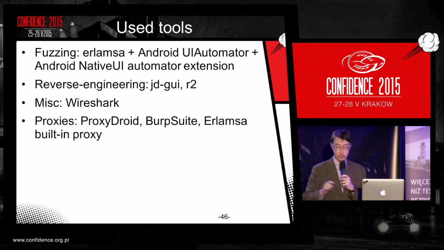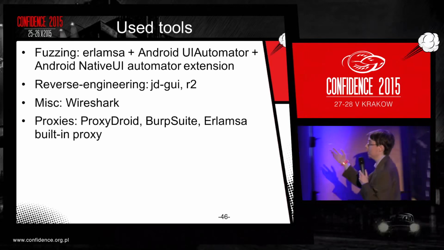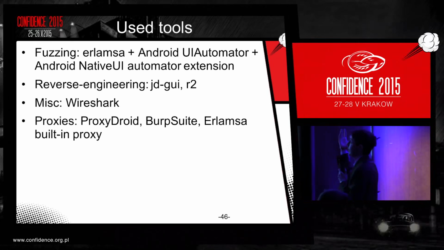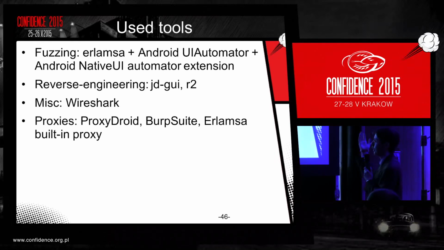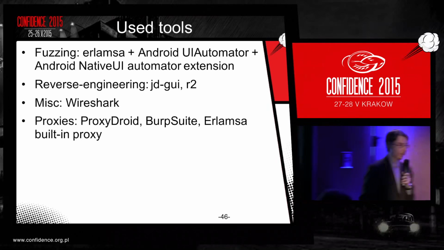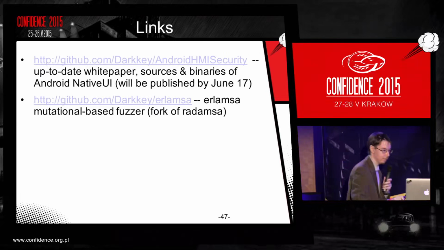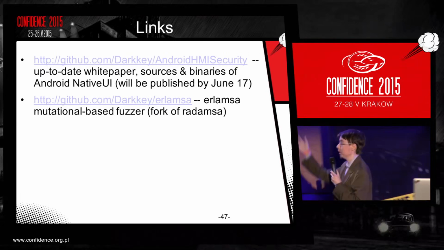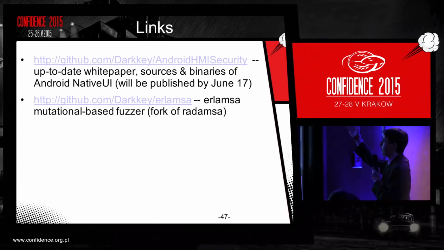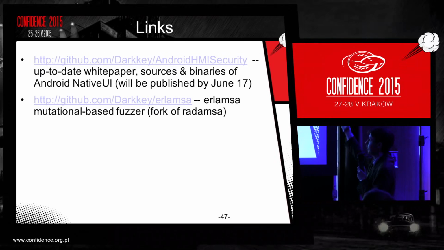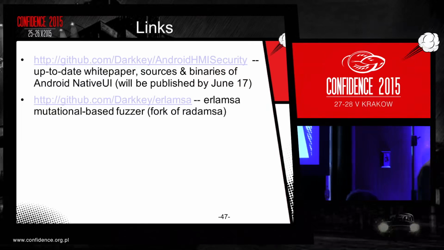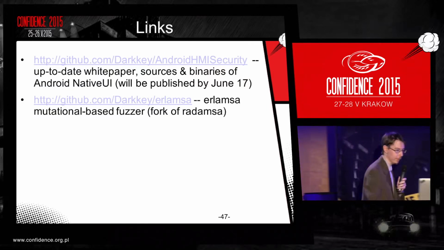And we use several tools. For fuzzing, we use Erlamsa and extensions for Google Android UI Automator, for reverse engineering JD-GUI and Radare, Wireshark, and several proxies. Here are some links. Up-to-date white paper, sources and binaries will be published in the middle of June. And here is the repository of Erlamsa, a mutational-based fuzzer proxy.